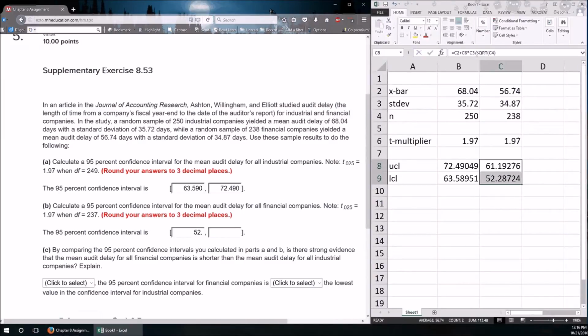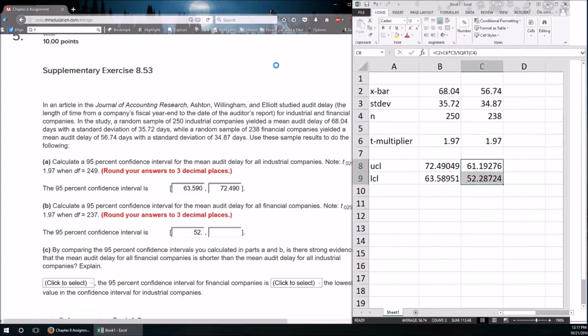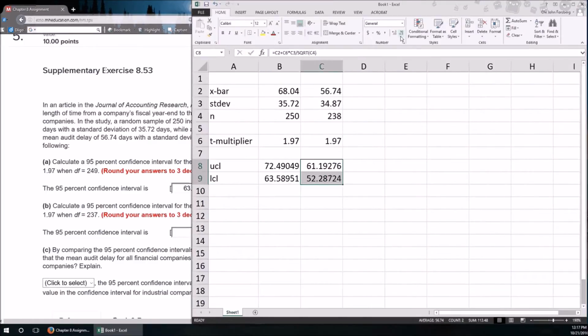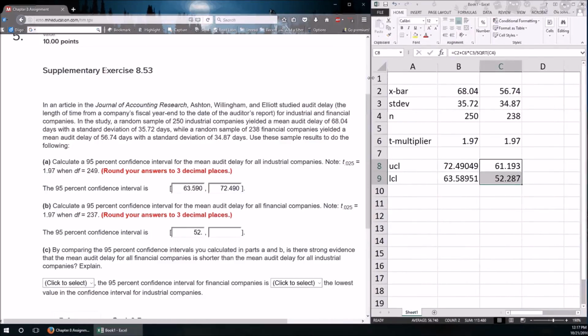If you have trouble with rounding to 3 decimal places, let's go ahead and open this up a bit more. You see these two? This one increases the number of decimal places, this one decreases. So if you don't want to do the rounding in your head, you can always use that function in Excel. 61.193. There we go.